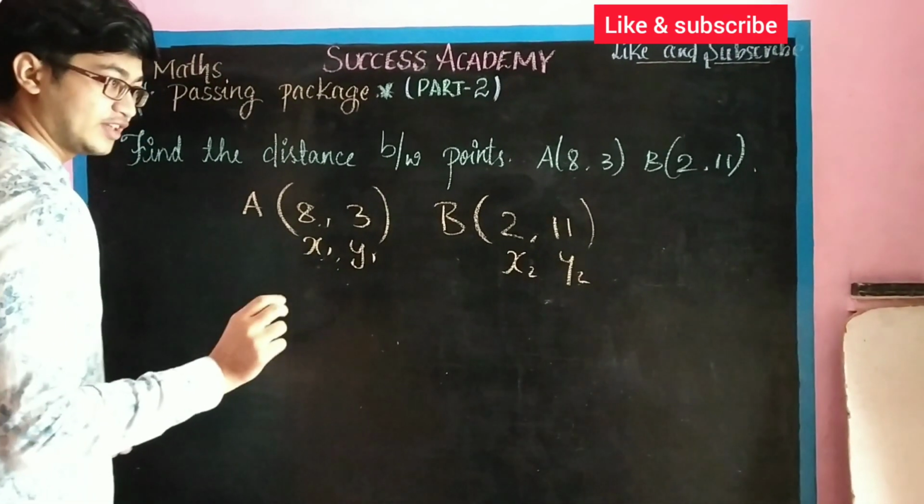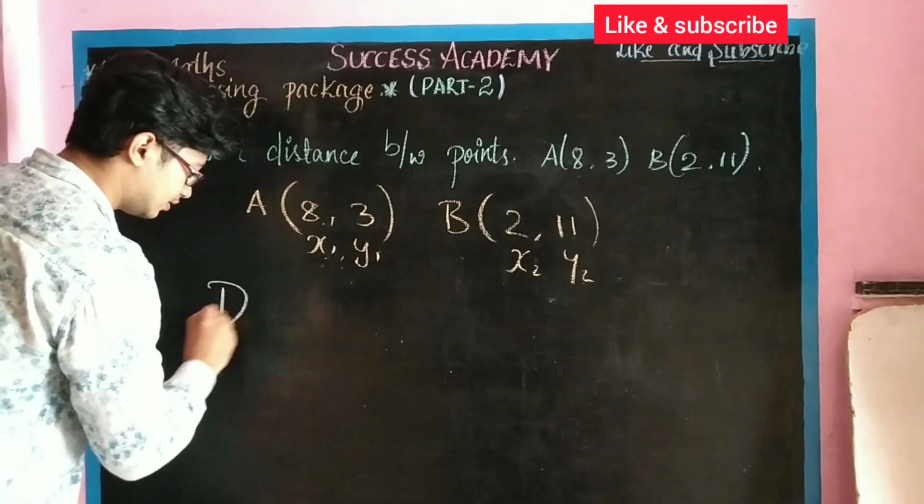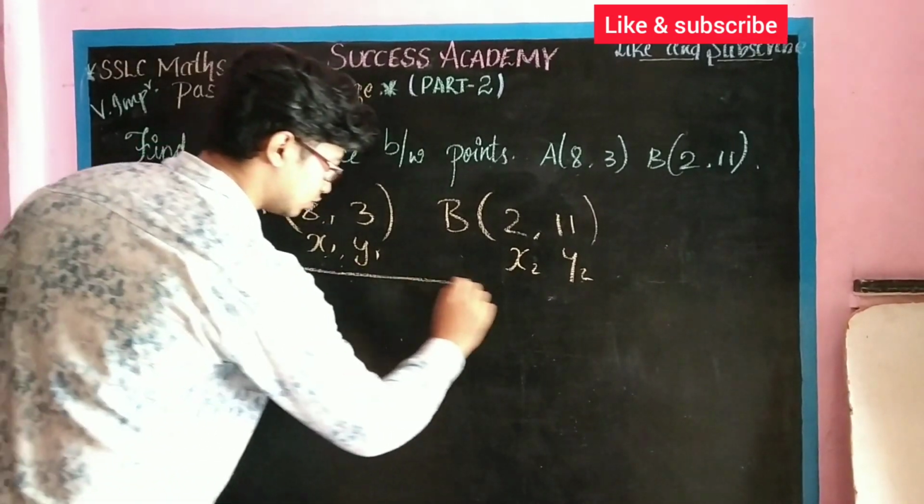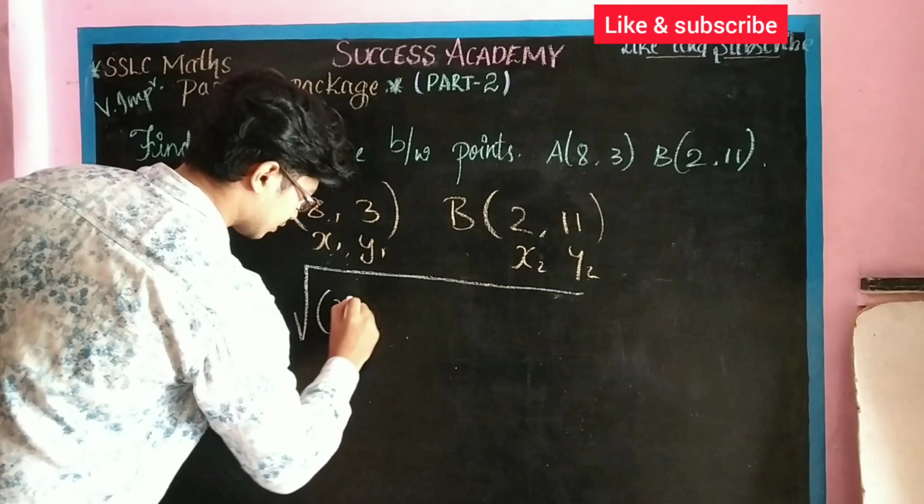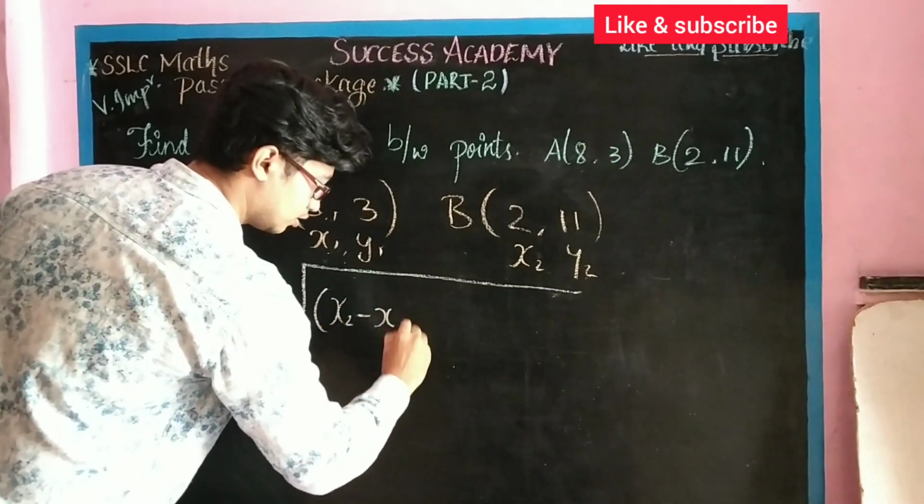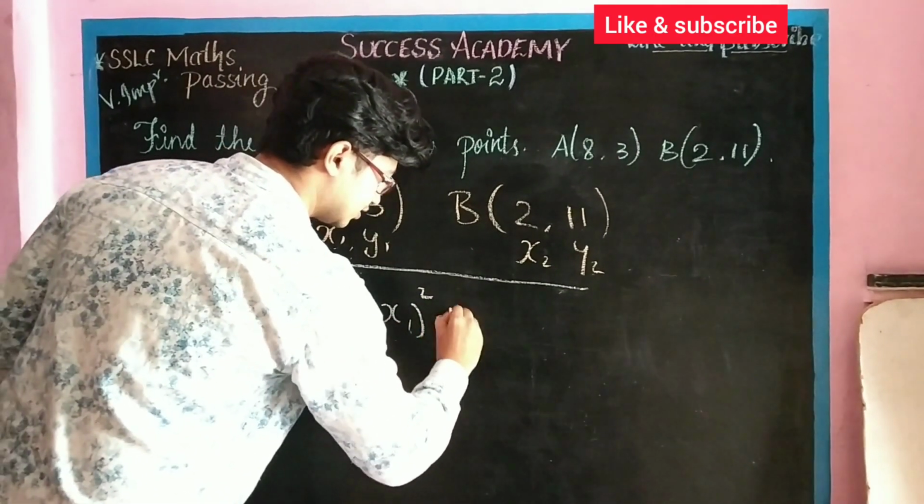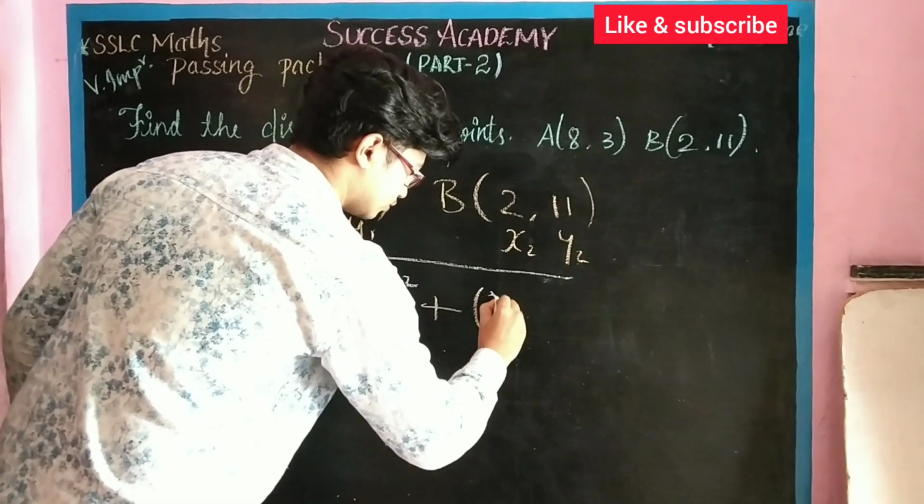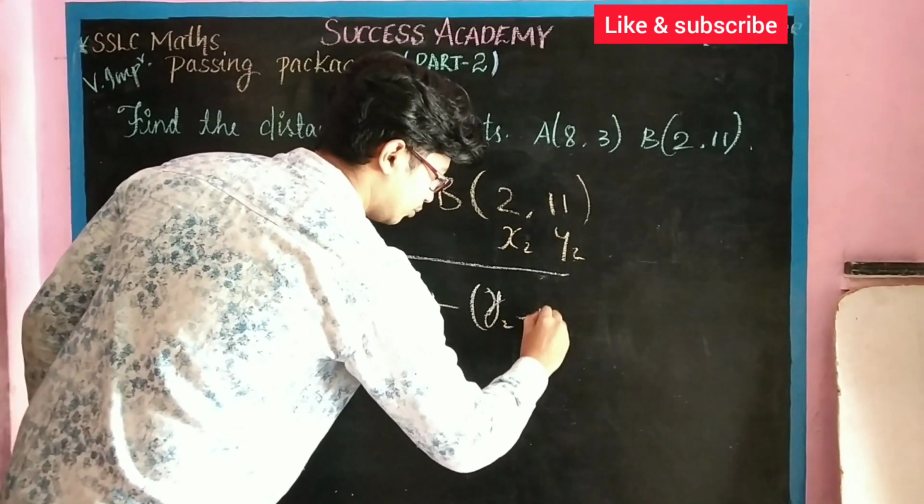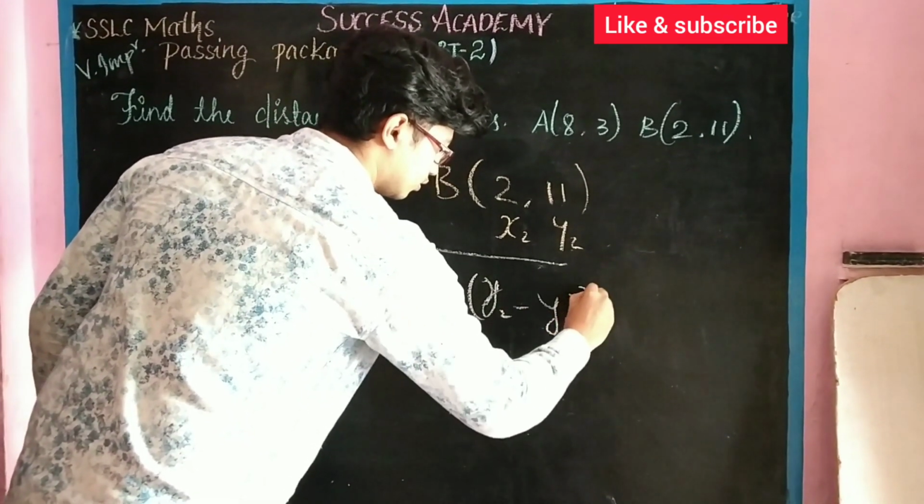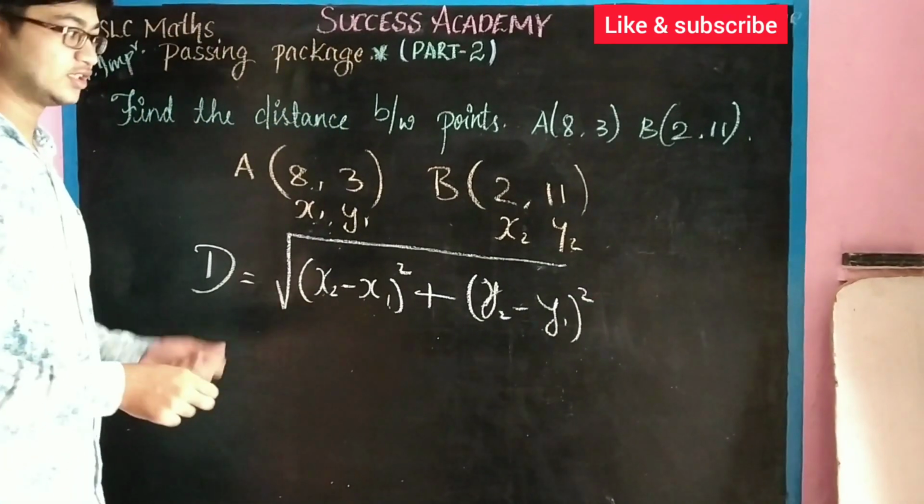Now, the distance formula is d is equal to square root of x2 minus x1 whole square plus y2 minus y1 whole square. Okay friends, now let us begin.